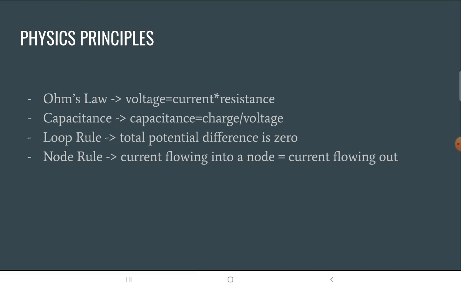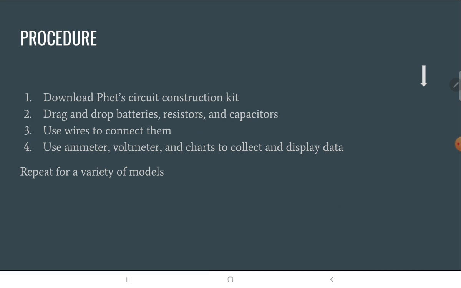We're also going to use the fact that capacitance equals the charge divided by the voltage. And our overarching principles are the loop and node rules. So the loop rule states that the total potential difference around a loop in the circuit is 0, and the node rule states that the current flowing into a node equals the current flowing out of the node.